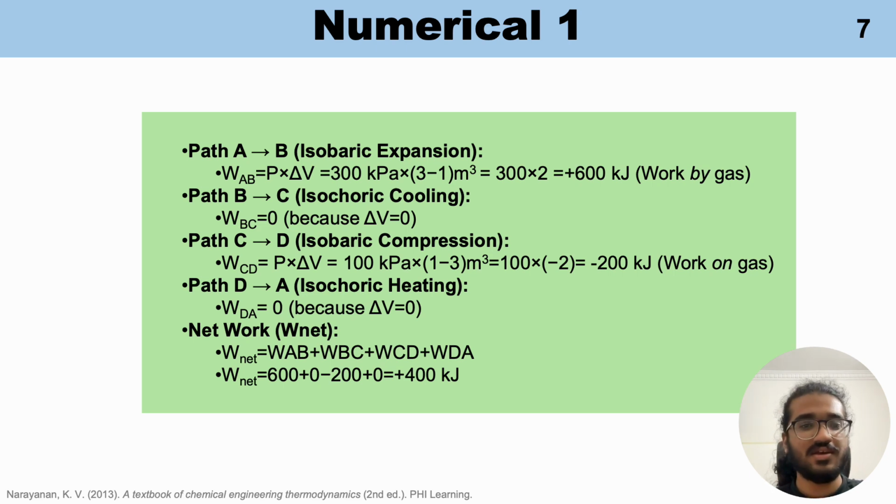From path D to A, isochoric heating, we can see that the work done is 0 because the change in volume is 0. The net work done here can be done by adding all the work done by each step of the cyclic process. So adding 600 kilojoules and subtracting 200 kilojoules, which is the work done on the gas, we get plus 400 kilojoules, which is the net work.